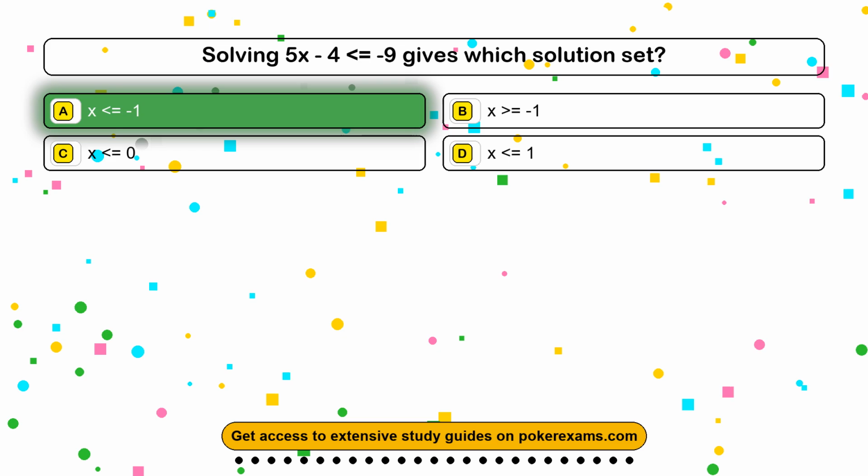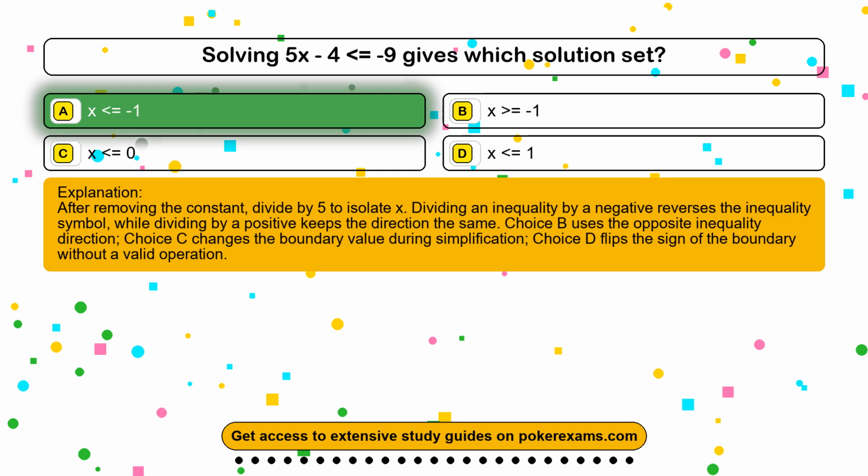The correct answer is option A, x equals minus 1. After removing the constant, divide by 5 to isolate x. Dividing an inequality by a negative reverses the inequality symbol, while dividing by a positive keeps the direction the same. Choice B uses the opposite inequality direction. Choice C changes the boundary value during simplification. Choice D flips the sign of the boundary without a valid operation.